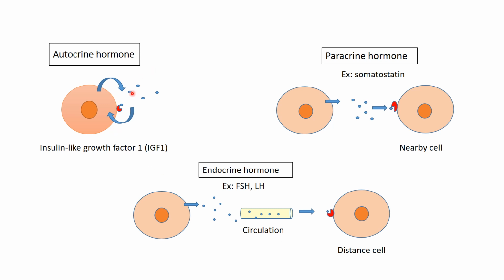In autocrine hormones, for example insulin-like growth factor 1, the hormone is synthesized by the same cell and acts upon the same cell. In paracrine hormones, the hormone is synthesized by one cell and acts on a nearby cell, for example somatostatin in the pancreatic cells. Endocrine hormones are synthesized by one cell and act on a distant cell. This hormone passes through the circulation, for example the pituitary gland hormones like FSH and LH.